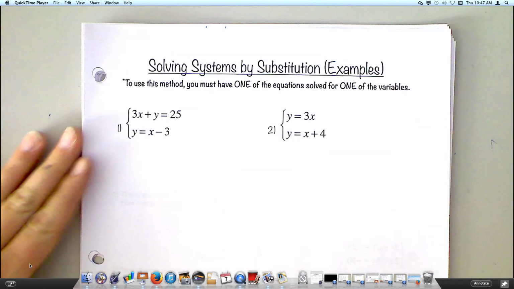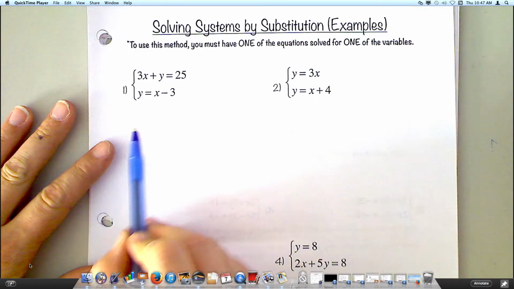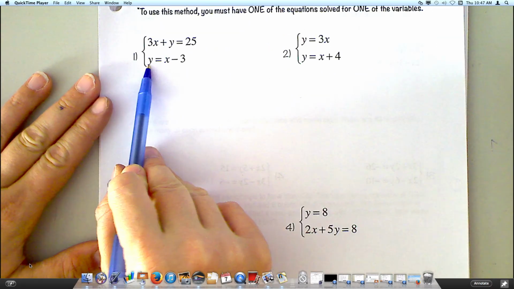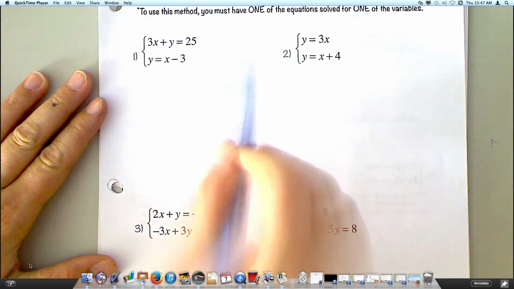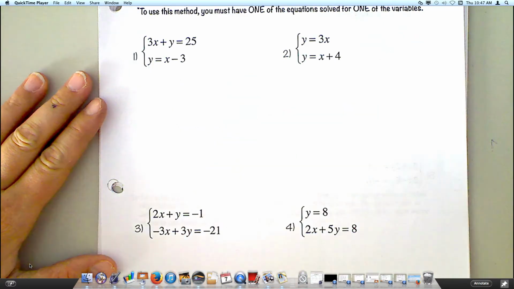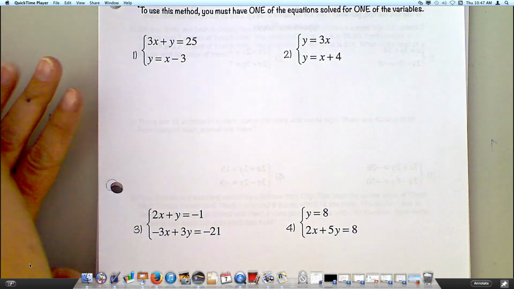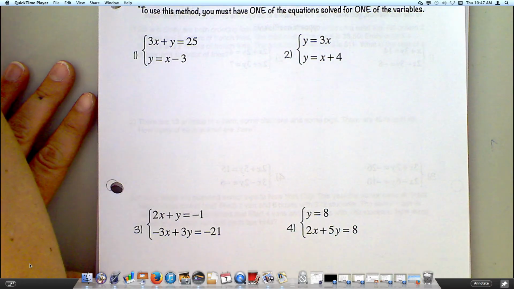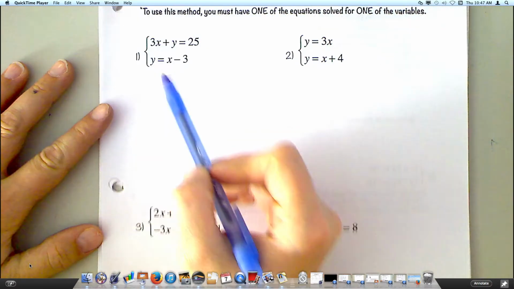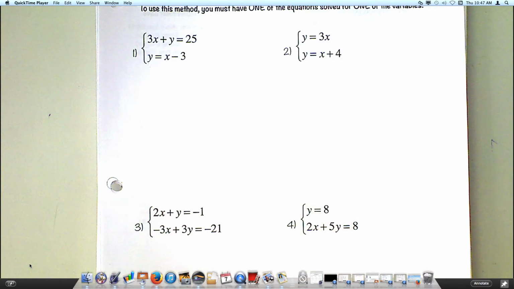Okay? All right. So do you see in this first example how I already have this equation with y by itself? It says y equals blah, blah, blah. That's good. That means I don't have to do any work to get this set up. I can just start solving. Okay? Sometimes you're not going to have that, and you'll have to rearrange the equation to get y by itself. Okay? But this is already set for you.